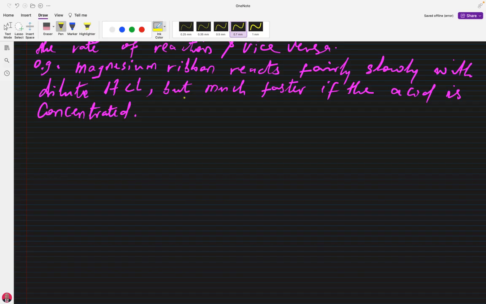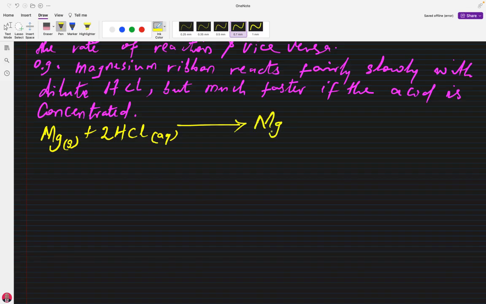Let me give an equation to represent this. You can place this as your equation. Magnesium, that is solid, plus dilute hydrochloric acid, aqueous. The reaction produces magnesium chloride in aqueous solution, plus a gas that is released, and that gas is hydrogen gas. So this is an equation to represent that.